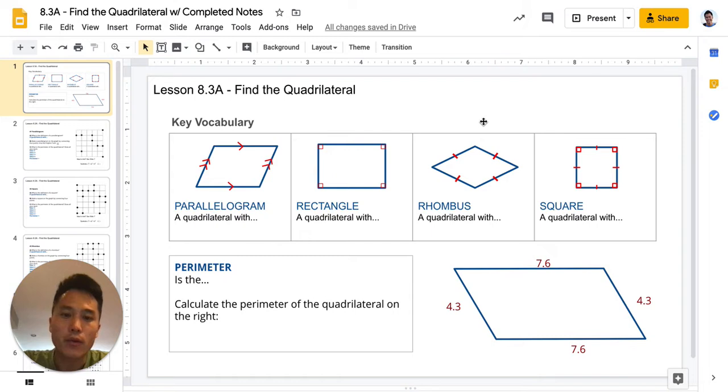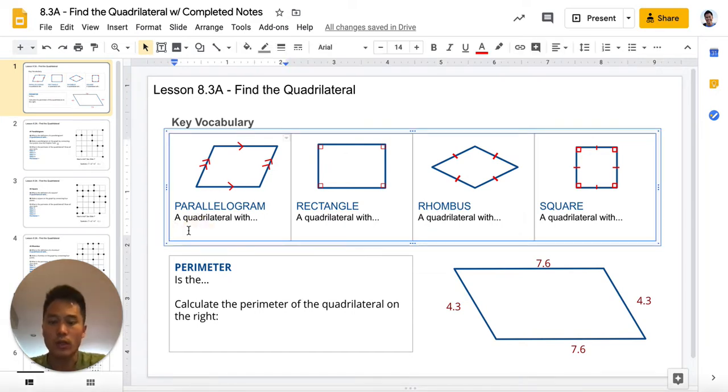First, let's start by reviewing 4 of the types of quadrilaterals we've learned about. First one on the left here is a parallelogram, and that is a quadrilateral with opposite parallel sides. So what that means is this bottom side here has to be parallel to the top side here. Those are one pair of opposite sides.